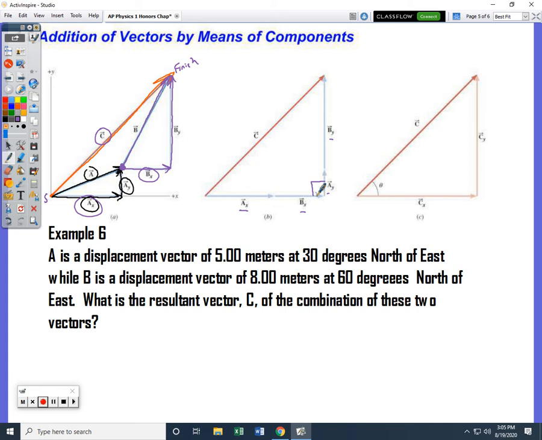So let's say I have vector A has a displacement of 5 meters at 30 degrees north of east, and then vector B is a displacement of 8 meters at 60 degrees north of east. What is the resultant vector C of the combination of these two vectors?